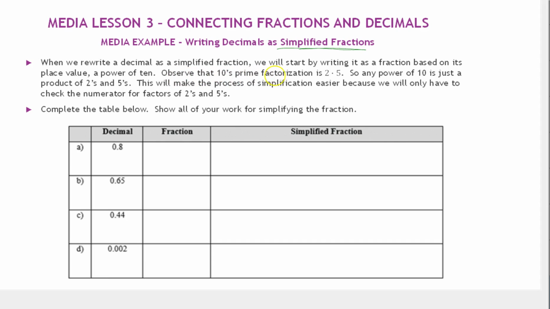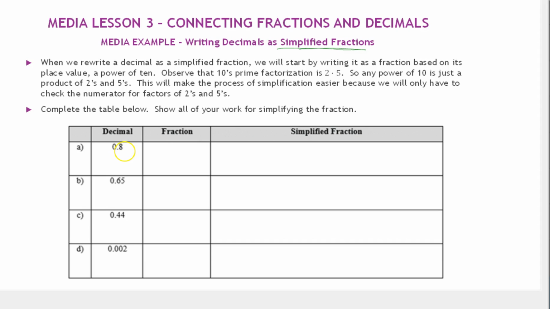So observe that 10's prime factorization is 2 times 5. We saw this in a previous video. So any power of 10 is just a product of 2's and 5's. So this will make the process of simplification easier because we will only have to check the numerator for factors of 2's and 5's. So this is very good news. When we simplify fractions, remember before sometimes we did prime factorization or repeated division and we had to look for common factors. But since 10 only has factors of 2 and 5, it's going to make our work a lot easier. So I'll elaborate more on that as we continue.